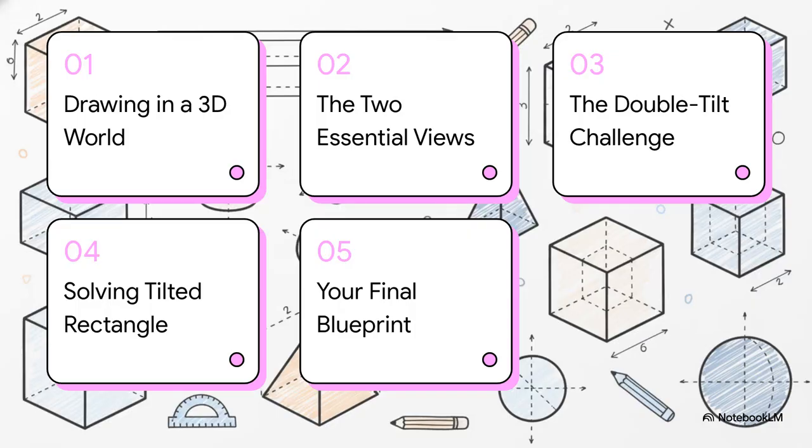So here's how we're going to break it all down. First, we'll talk about the basic building block of any drawing. Then, we'll get into the two essential views that let us see in 2D. After that, we'll dive into the real fun, the double tilt challenge. We'll even walk through an example step by step, and finally, we'll see what that finished blueprint looks like.